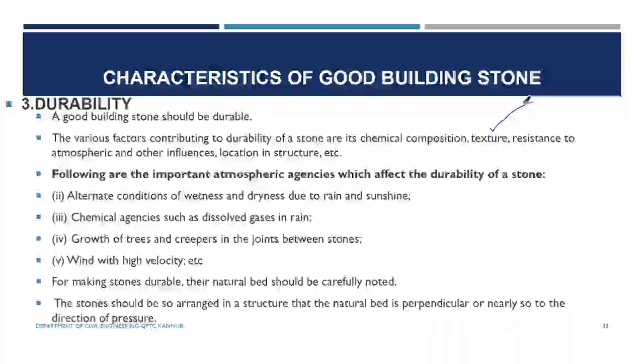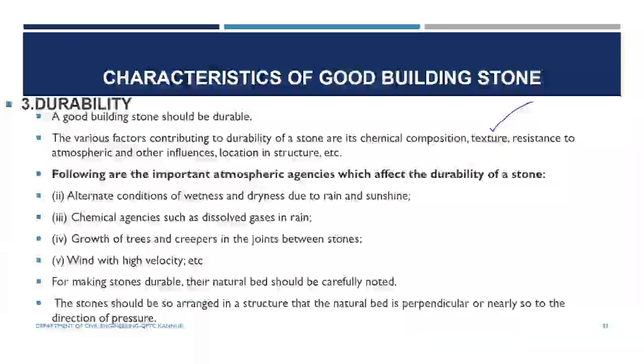Then following are the important atmospheric agencies which affect the durability of a stone. What are the atmospheric agencies? Alternate conditions of wetness and dryness due to rain and sunshine. There may be sometimes rain, sometimes the sun may shine. What will happen? Alternate wetting and drying may take place. That may affect the durability. Durability means the longevity, or how many years it will last with its full strength. That's what durable means.